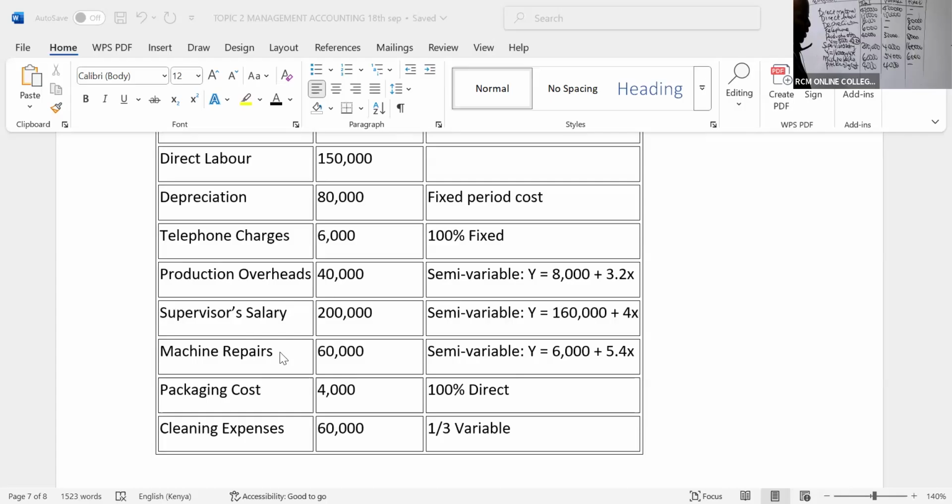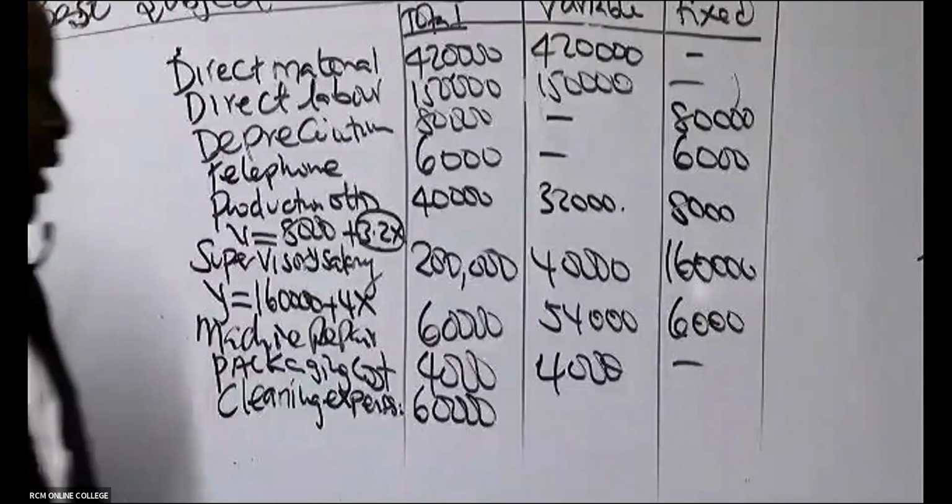Then we have the last one, which is the cleaning expenses. What do we have here under cleaning expenses? The total is 60,000. And then they are telling you that a third is variable. So what is a third of 60,000?